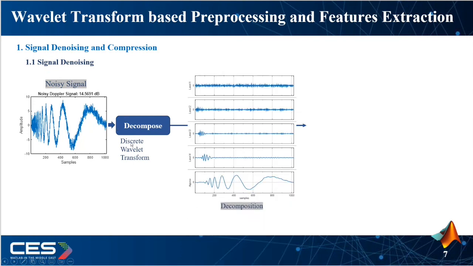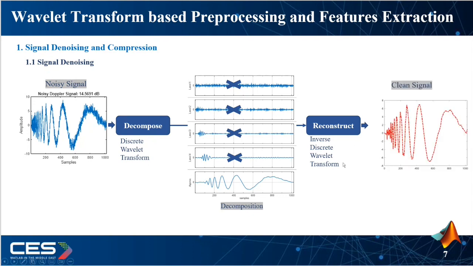okay? And after that, you will have signal at different levels. And from there, you can decide about the threshold, or let's say the component of the signal that doesn't contribute to the original signal, the clean signal, okay? And from there, I can reconstruct the signal of interest. This way, we use the inverse discrete wavelet transform. And the clean signal will be something like this.